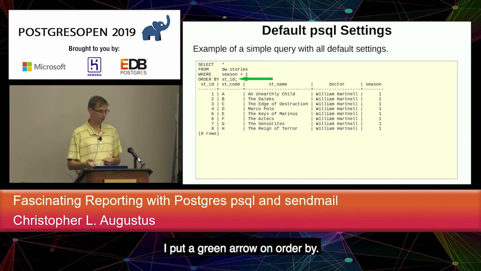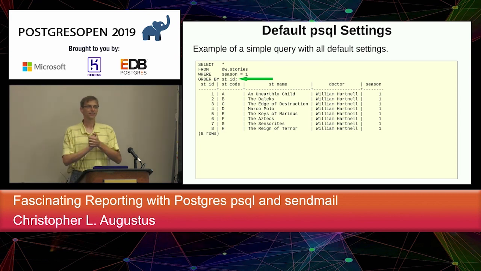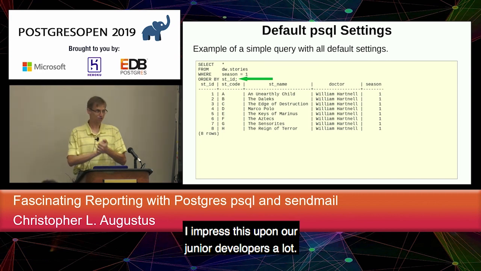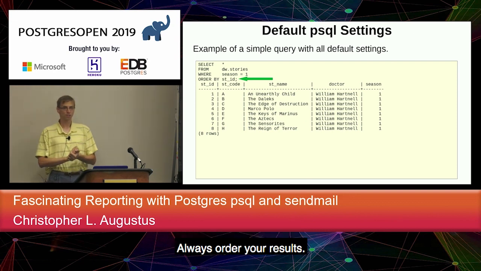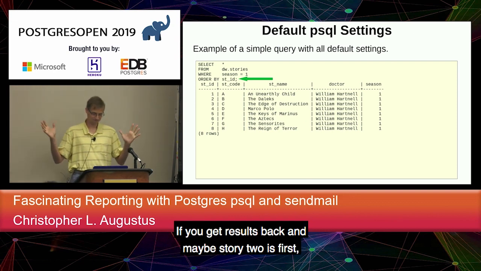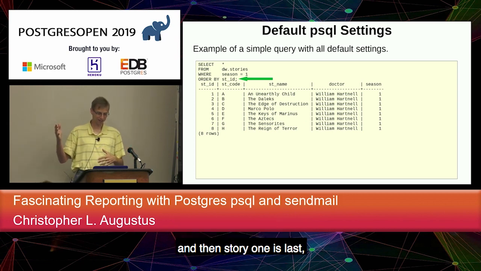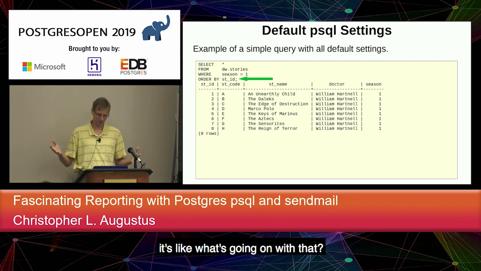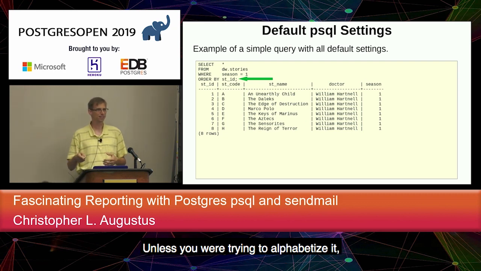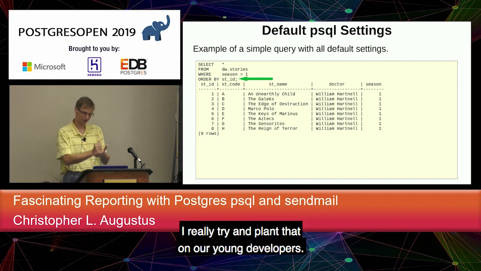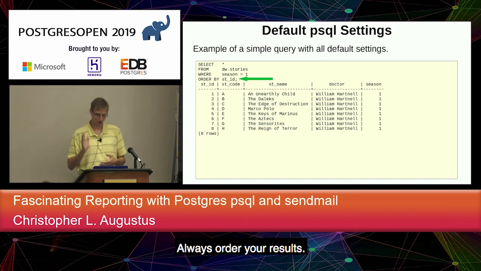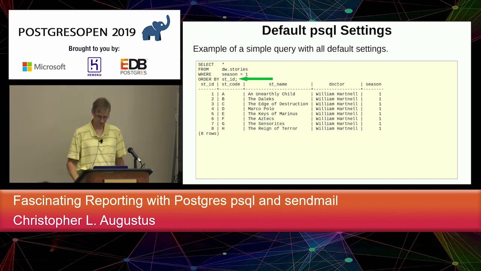And I put a green arrow on order by, and I impress this upon our junior developers a lot. Always order your results. If you get results back and maybe story two is first and then story one is last, it's like, what's going on with that? Unless you're trying to alphabetize it, but if you're trying to alphabetize it by name, then you should have ordered by the name. So I really try and plant that on our young developers. Always order your results.